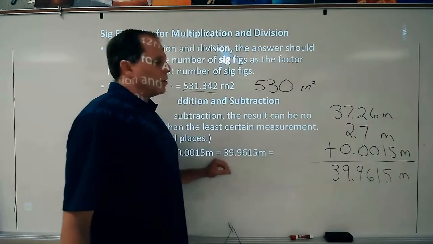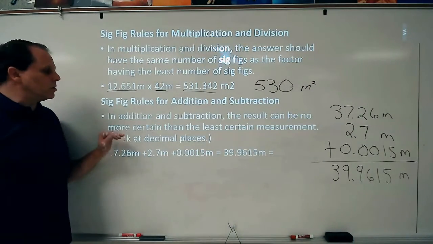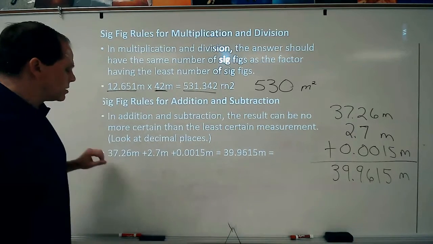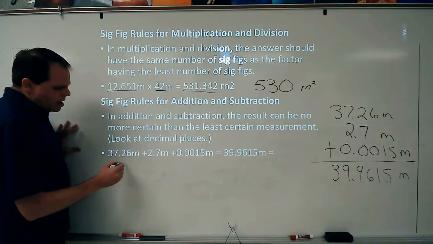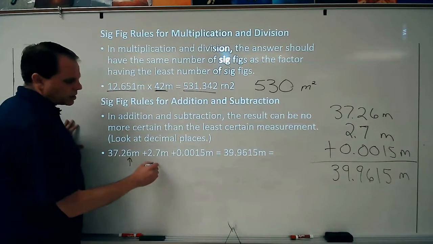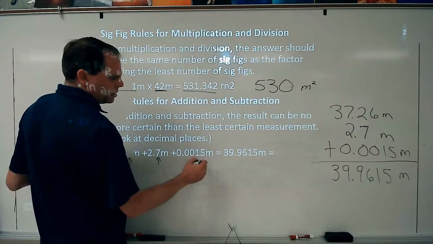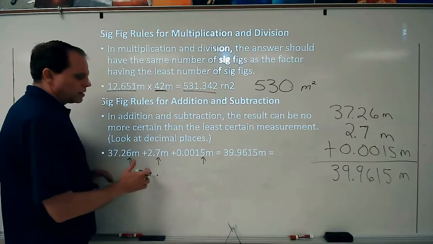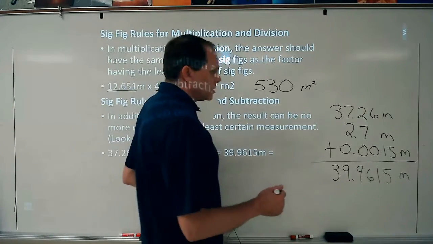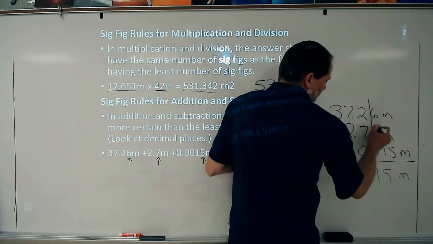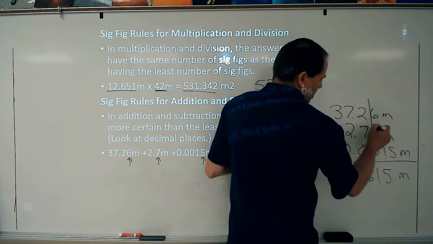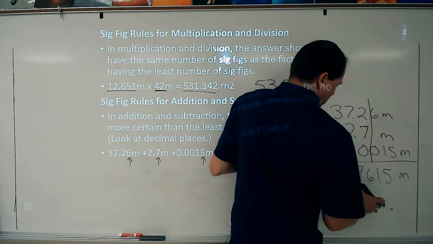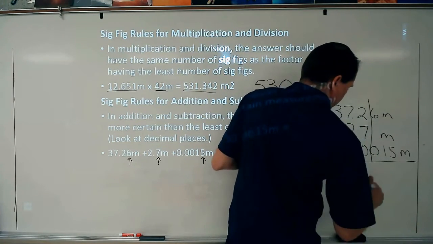Okay? Now, addition and subtraction says that you need to pay attention to the decimal point. Okay? The results can be no more certain than the least certain measurement. Well, look here. I measured to the 100th place here, I measured to the 10th place here, and I measured to the 10,000th place there. So I measured much more specifically there than I did there, much more precisely there. So my final answer, I draw a little line right through here where it's just going to the 10th place. My final answer, too bad I didn't line those up very well. 39.9615.